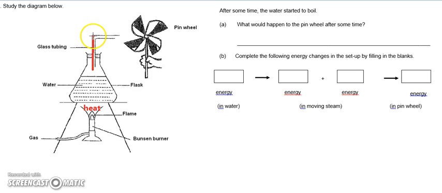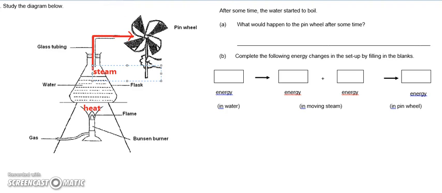Okay, so it will be moving through the glass tubing, escaping here, right? And going towards the pinwheel. Okay, so this is what's going to happen. We have the water absorbing heat, and there will be steam, and the steam will be moving. Alright, and when the steam moves, it will travel upwards through the glass tubing and towards the pinwheel.